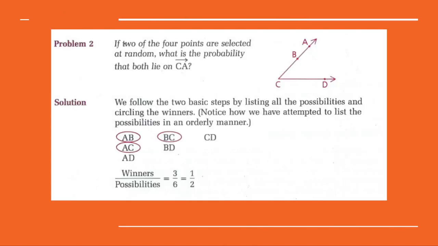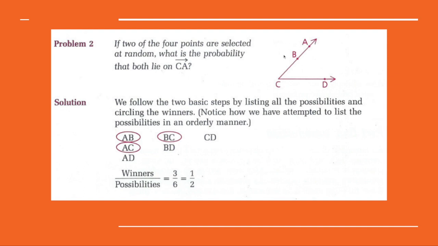Here's our problem. If 2 of the 4 points are selected at random, what is the probability that both lie on line CA? So here's line CA. When we follow the 2 basic steps by listing out all the possibilities and circling the winners, we can get our answer. So remember, probability is equal to winners over possibilities. We have all of our possibilities listed out here: 1, 2, 3, 4, 5, 6. So it's the number of possibilities, therefore it will go on the bottom. The number of winners, we have 3 winners.